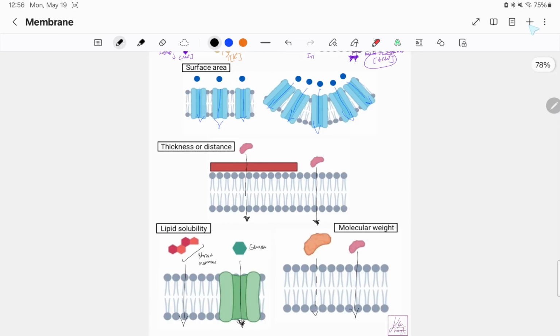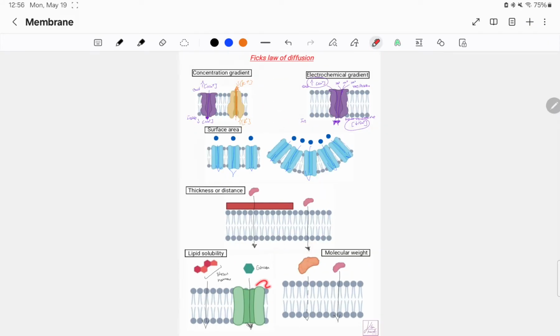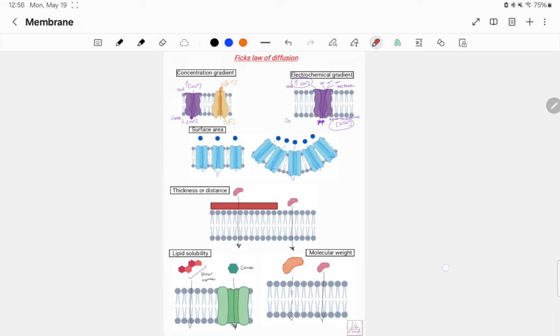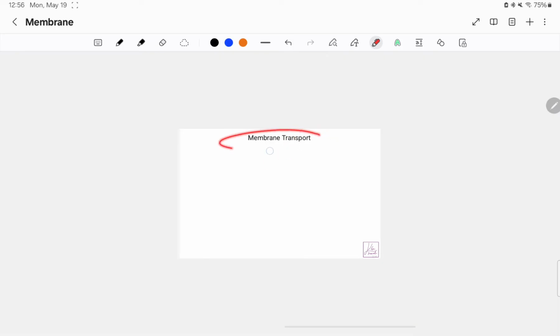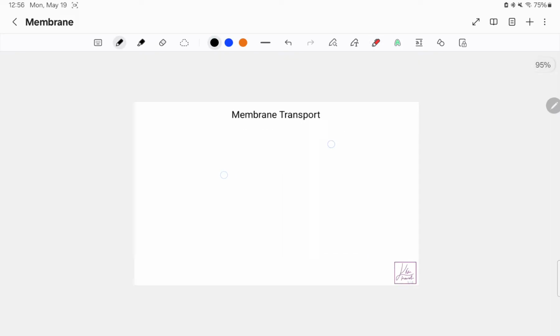All of these are Fick's laws of diffusion, and they apply to every single molecule except this one. This electrochemical gradient, specifically the electrical part, only applies to ions, but the rest of these apply to every single thing. So anytime you're thinking about the diffusion of any sort of molecule, you have to keep these in mind. Now, with this said, we're going to talk about the different kinds of membrane transport that actually exist within a cell.